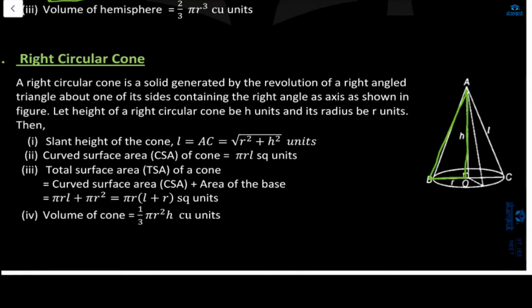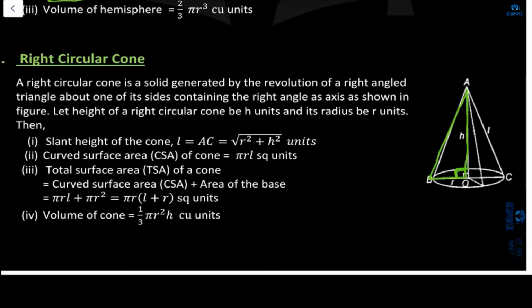If you revolve this right angle triangle in a circular motion, you are going to keep AO fixed, and then revolve it. So what you can do is take a paper right angle triangle, fix it at some place and try to revolve it. If you hold that portion and revolve it, you'll get a cone. That is a cone.